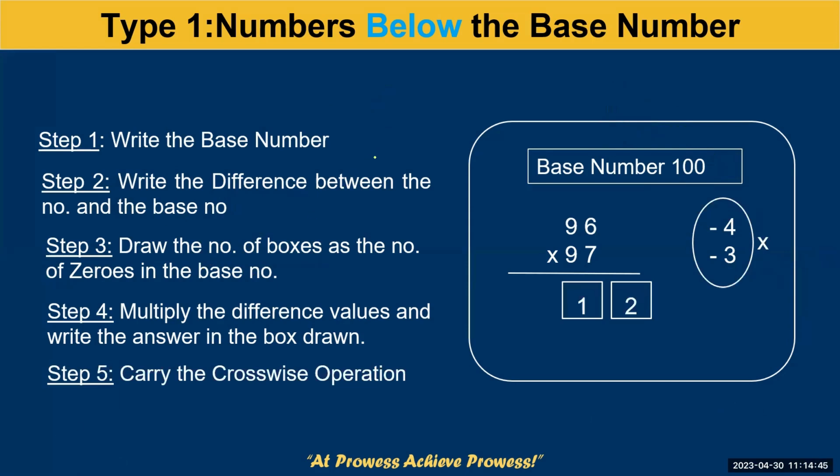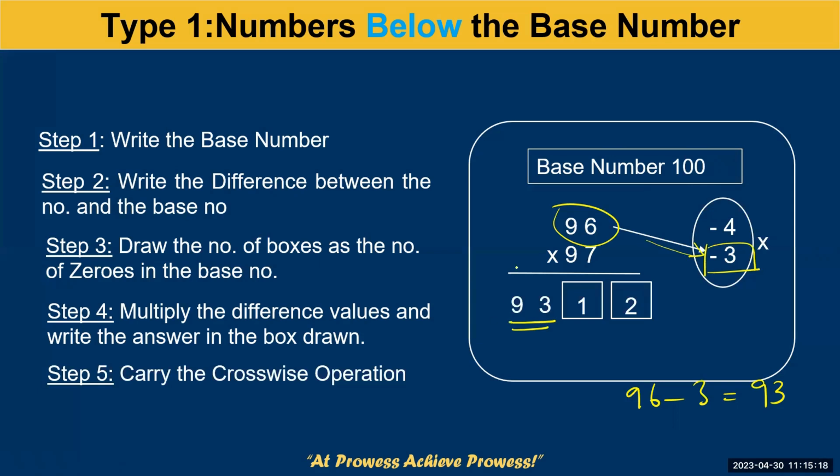Now, the last step. Carry out the crosswise operation. Carry out the crosswise operation means what? Say one student says, ma'am, I want to carry out this operation. That is 96. I am choosing the number 96. If I'm choosing 96, you have to go in the diagonal way. So here the number that you're having is minus 3. So 96 minus 3 is what? 93. So the answer that you get after this step is what you have to write down on the left hand side of your number.